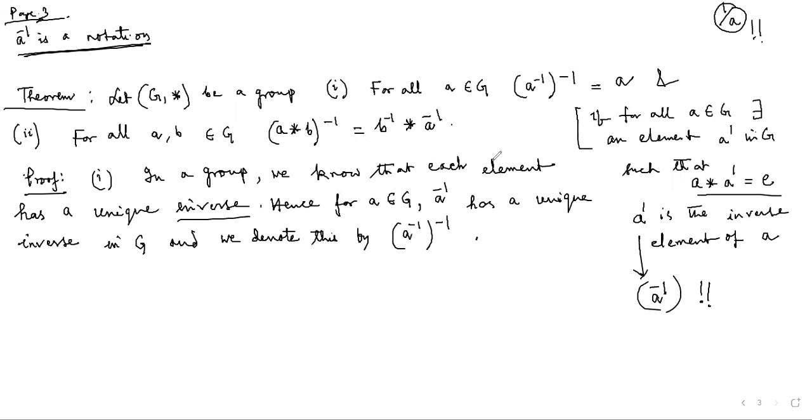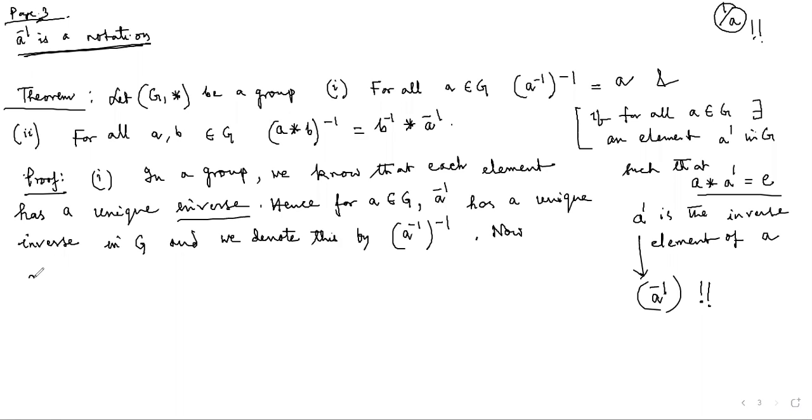Now A is any element. For any element, the inverse of the element exists in a group, we know, and this inverse is unique. Now for A belonging to G, if A inverse is the inverse of A, then A inverse can also be called an element of G, because the inverse element is also present inside G. Since every element of G has a unique inverse, A inverse will also have an inverse, and that we are denoting by A inverse inverse.